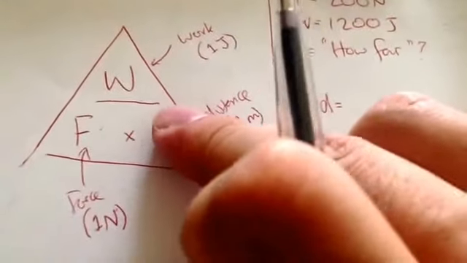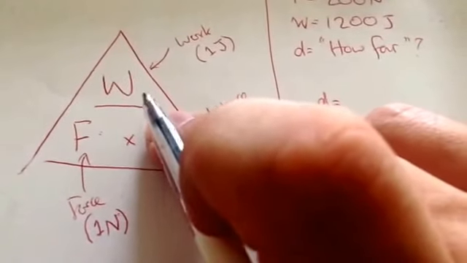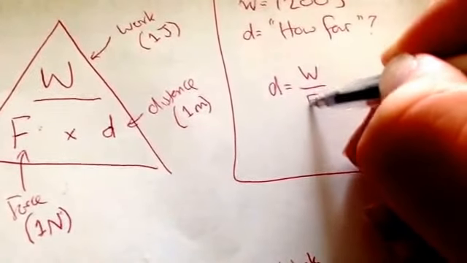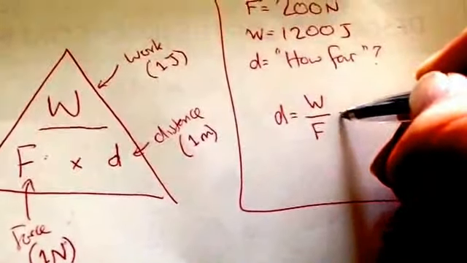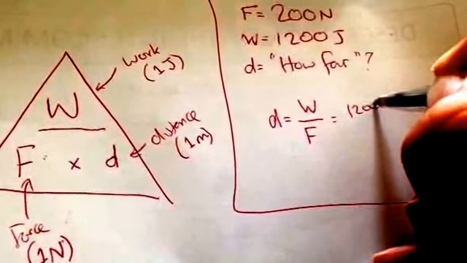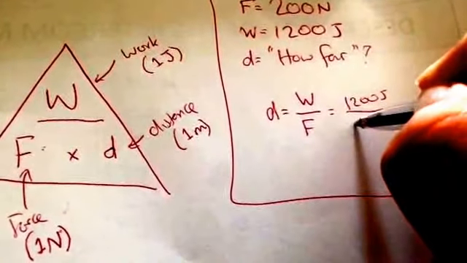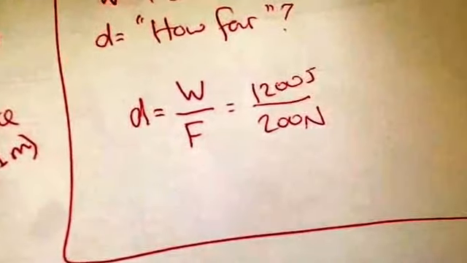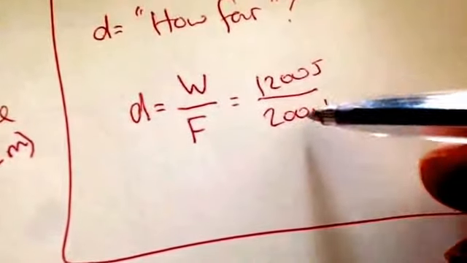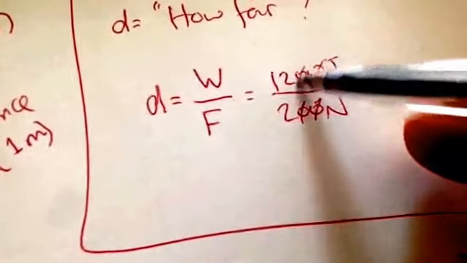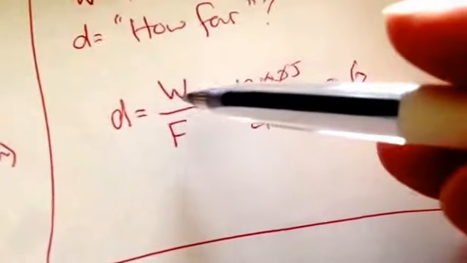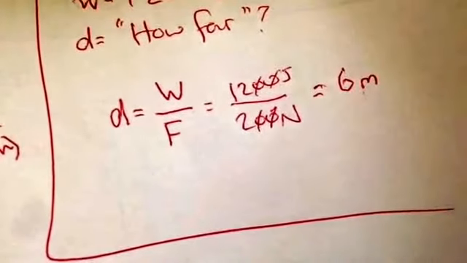We cover up D on the triangle and we write down D equals W divided by F. W divided by F. Work divided by force. Now you just put in the numbers, 1200 joules divided by 200 newtons. This requires a bit of mental maths, but to make it easier for you, if you've got zeros, you can just cancel them out. 2 zeros here, 2 zeros here. 12 divided by 2, that's the same as 6. Units of distance, meters. There's your answer.